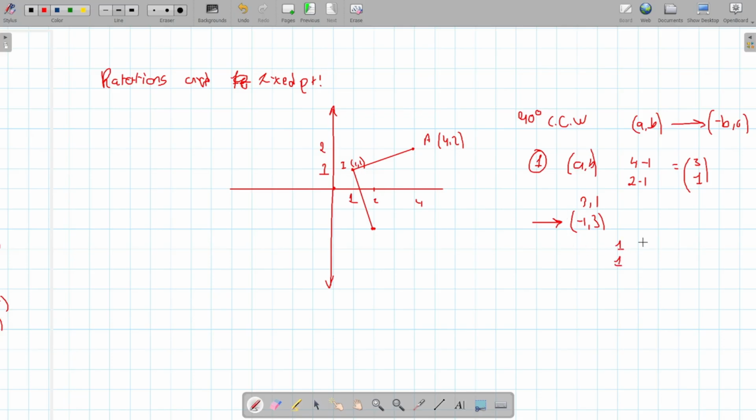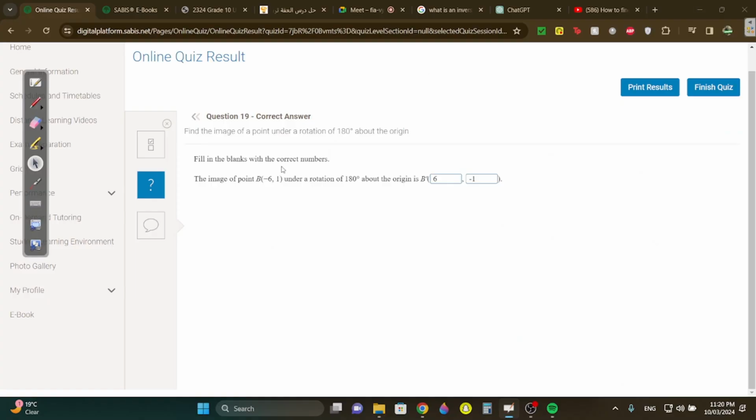So 1 comma 1 plus minus 1, 3. 1 minus 1 is 0, 1 plus 3 is 4. So 0 comma 4, which is up here. Put it in green. Let's connect it from A to I, then from I to the green point. Does it form a right angle? Yes, it does. And is it counterclockwise? Yes, it is. So this is how you solve rotations.